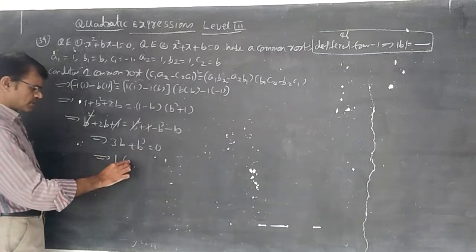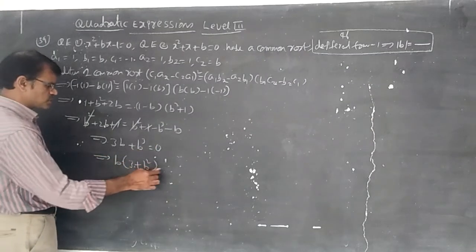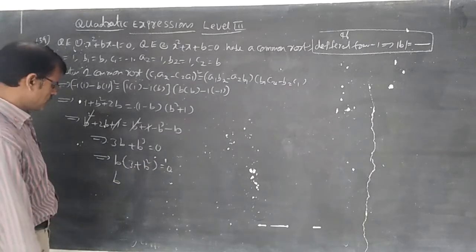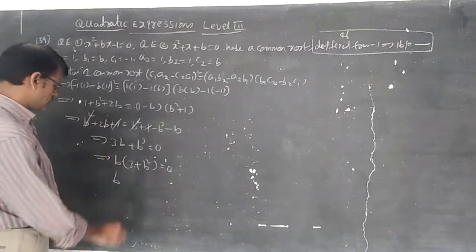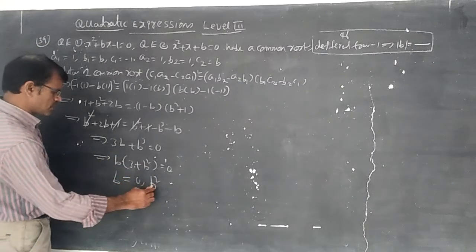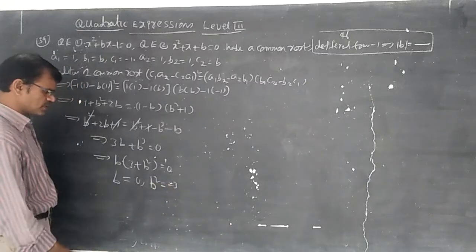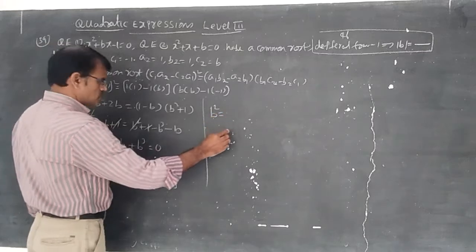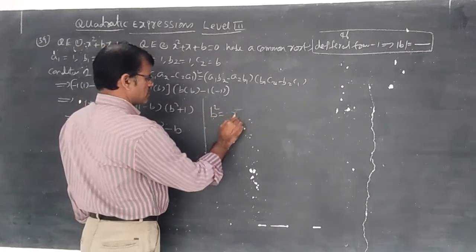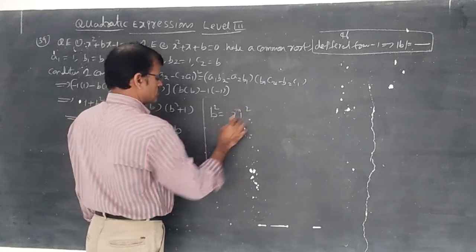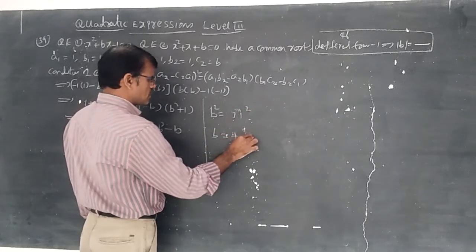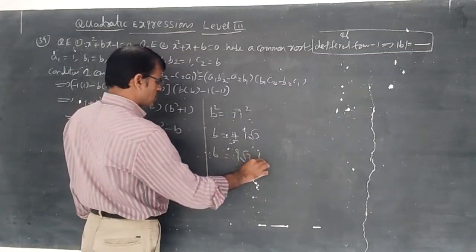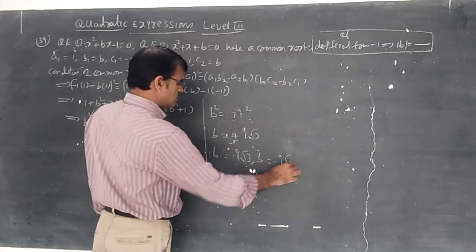That implies B taken common, it becomes B into (3 plus B square) is equal to 0. So B is equal to 0, and B square is equal to minus 3. Whenever B square is equal to minus 3, B square is equal to 3i square. B is equal to plus or minus i root 3. So B is equal to plus i root 3, B is equal to minus i root 3.